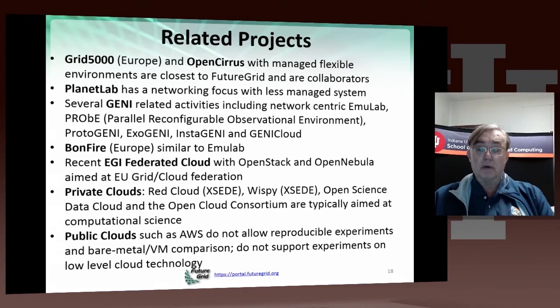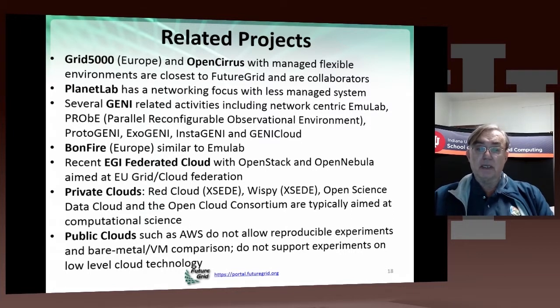There are, across the world, and especially in the US, several private clouds. There's the Red Cloud at Cornell, which is part of XSEDE, WISPY at Purdue, which is part of XSEDE, Open Science Data Cloud, and Open Cloud Consortium. These are all cloud environments which tend to have more of a science cloud or a research cloud focus of actually supporting production cloud use, whereas Grid 5000, FutureGrid, and OpenCirrus are aimed at experimentation. They're testbed as a service.